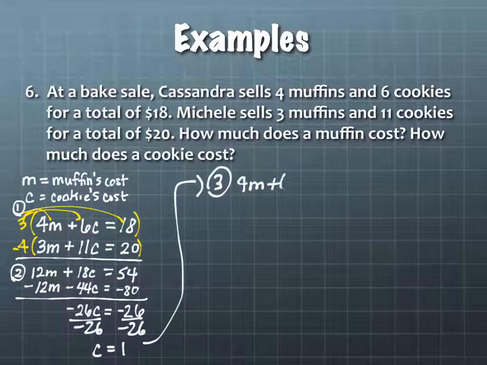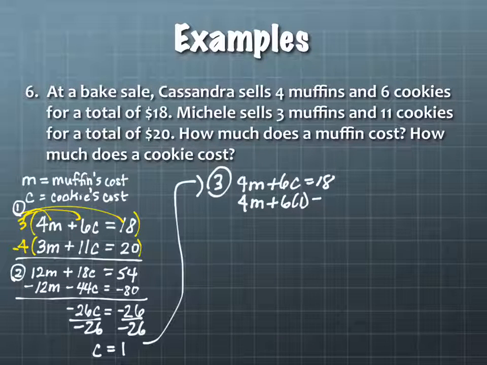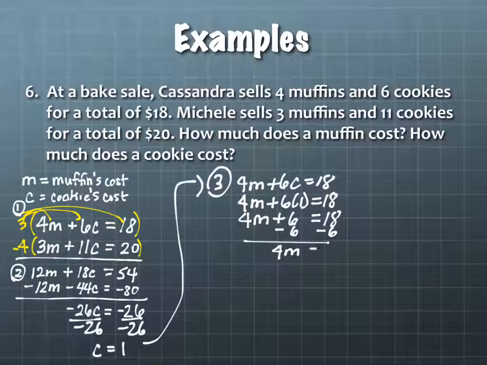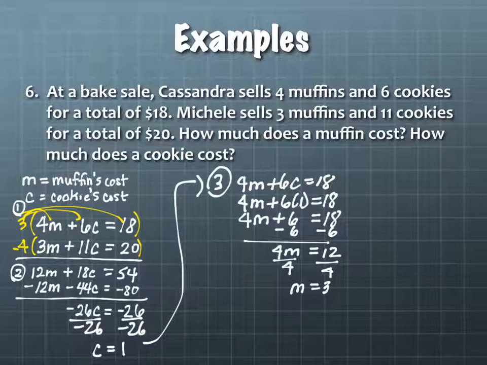4m plus 6c equals 18. And we found out that c is 1. So this is 4m plus 6 times 1 equals 18. 4m plus 6 equals 18. And then what? Minus the 6. 4m equals what? 12. And then, yeah, we divide by 4, and m will equal 3.